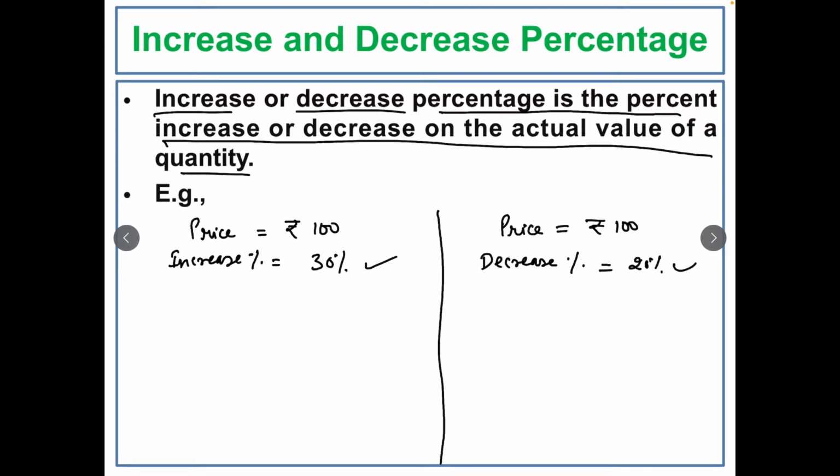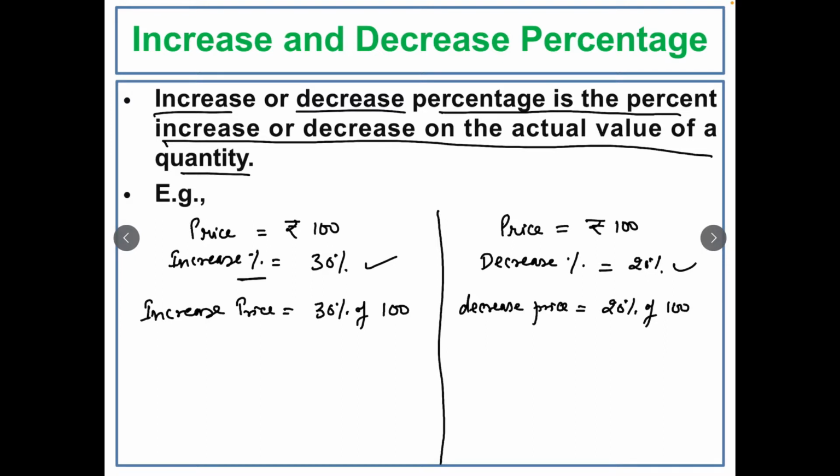Here we are given the increase percentage, so let's calculate the increased price. The increased price will be 30% of the original price, which is 100. That is 30% of 100. In a similar way, the decreased price here will be 20% of the original price, which is 100. So we write both the same way: 30% of the original price 100, and 20% of the original price 100.